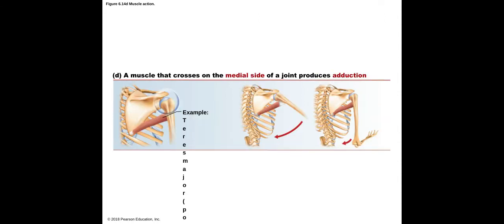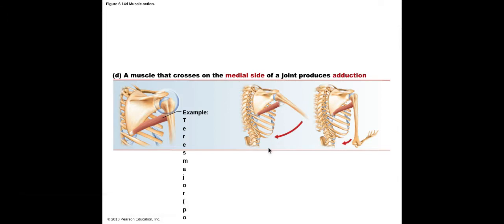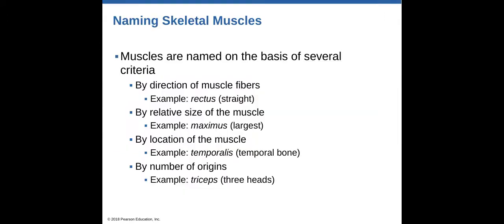I don't know why that's listed way down like that. A muscle that crosses the medial side of a joint. So an adduction would be this example. The font's kind of messed up there, so just ignore that one.